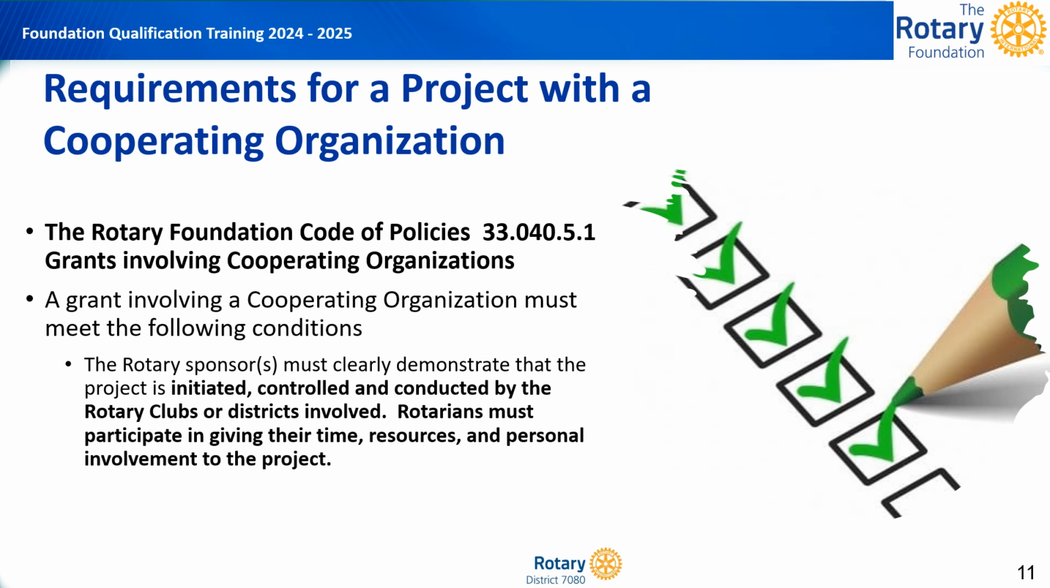A global grant project's total budget must be for the entire project from beginning to end. If it is only part of a cooperating organization's larger project, then the Rotary project must be able to stand alone as a separate Rotary grant project. This might mean taking a smaller portion of a larger project that can stand alone as a complete global grant project.